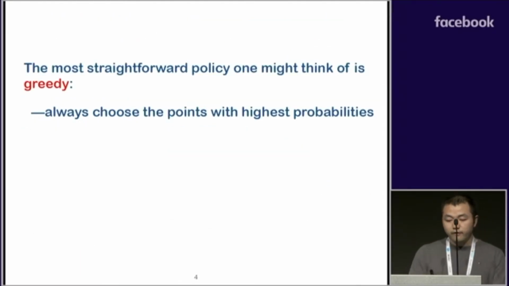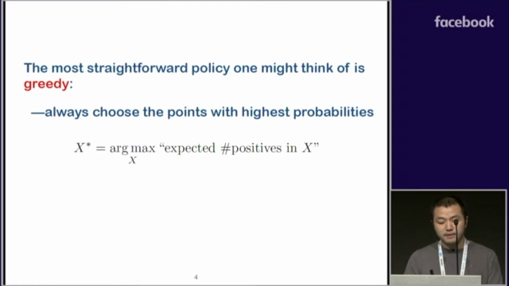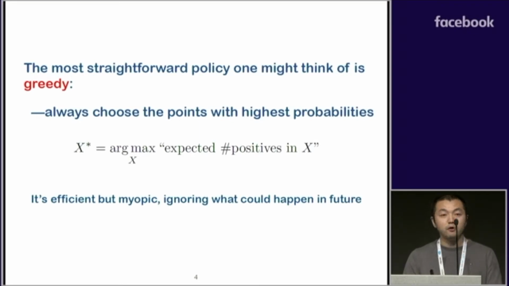The most straightforward policy one might think of is greedy. That is, always choose the points with highest probabilities. This is optimal in terms of maximizing the expected number of positives in this batch, and it's computationally efficient. However, it's myopic, ignoring what could happen in the future. How can we do better?